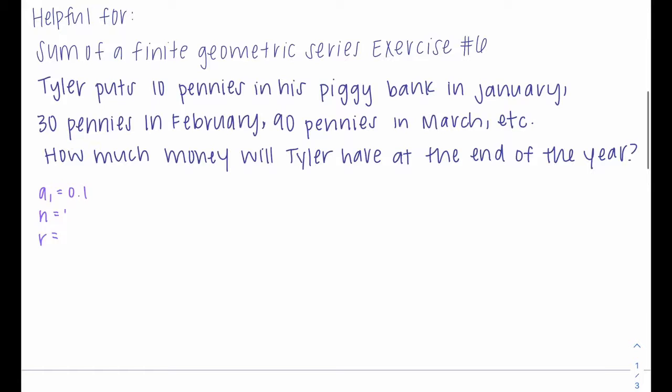And then to find our N, we know that he deposits once a month for 1 year. So that's pretty easy. That just is going to be 12 times a year, 12 months. I hope you guys know that.